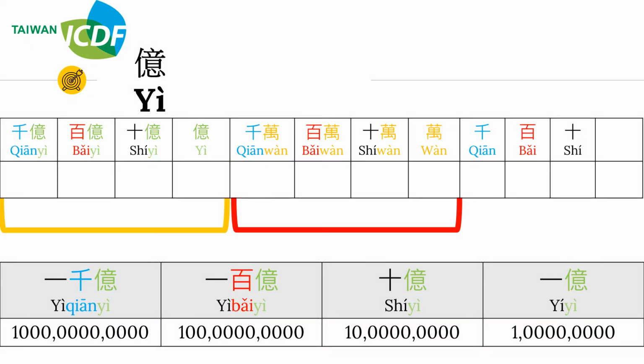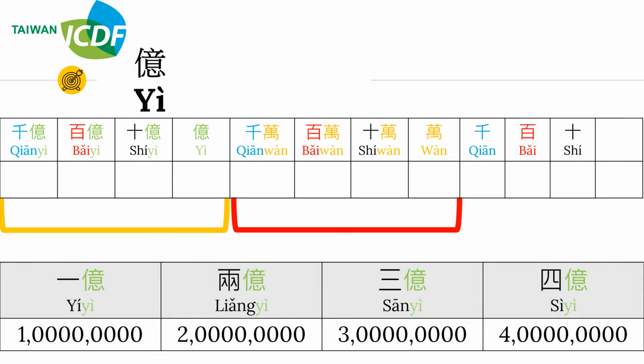Remember, the biggest difference between Mandarin and English numeral system is that Mandarin is based on 4 digits. Every 4 digits we use another unit. So after 千万, we say 亿, 十亿, 百亿, 千亿. For instance, 一亿, 十亿, 一百亿, 一千亿.